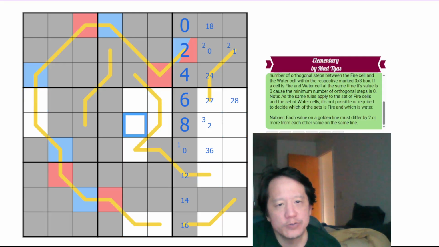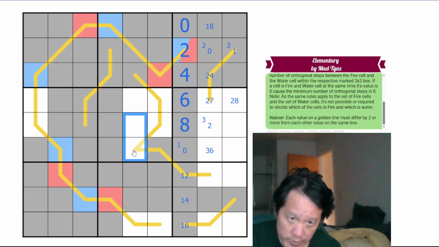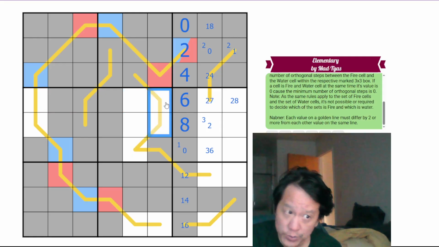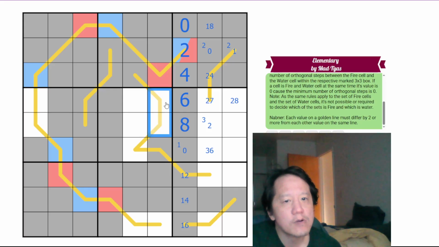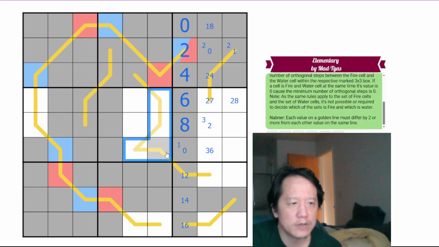So red could be there. So if this is red, this is blue. Red cannot be here. So red could be here. You could potentially have blue here. You could have blue here. What you cannot have is blue here because that would be 1 away from here, which would not give you a unique value. And if red were here, it would be value of 0, and then these would all be non-fire and water values, which means we would have 6 of them, which is not possible.